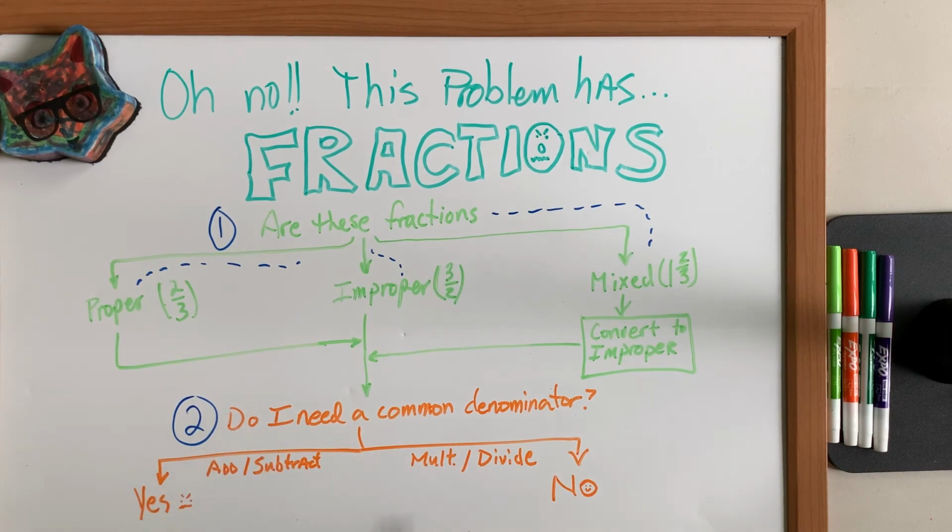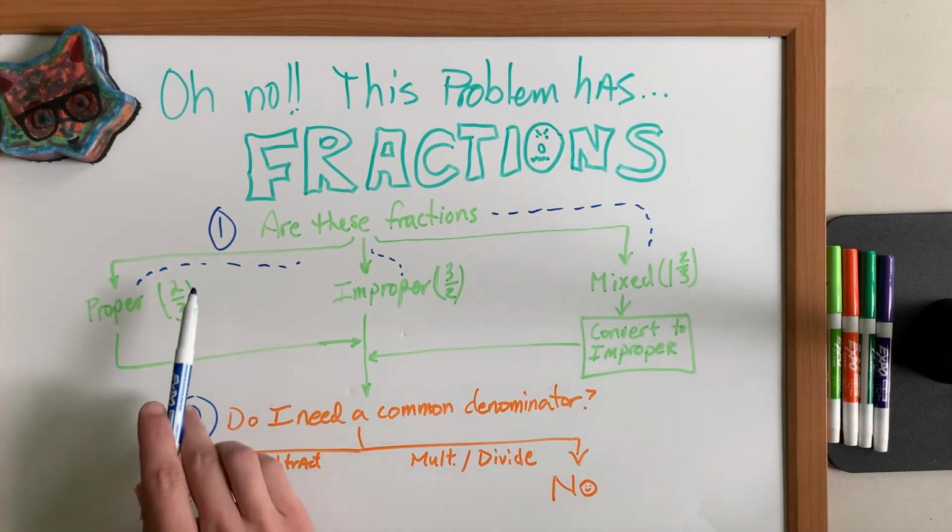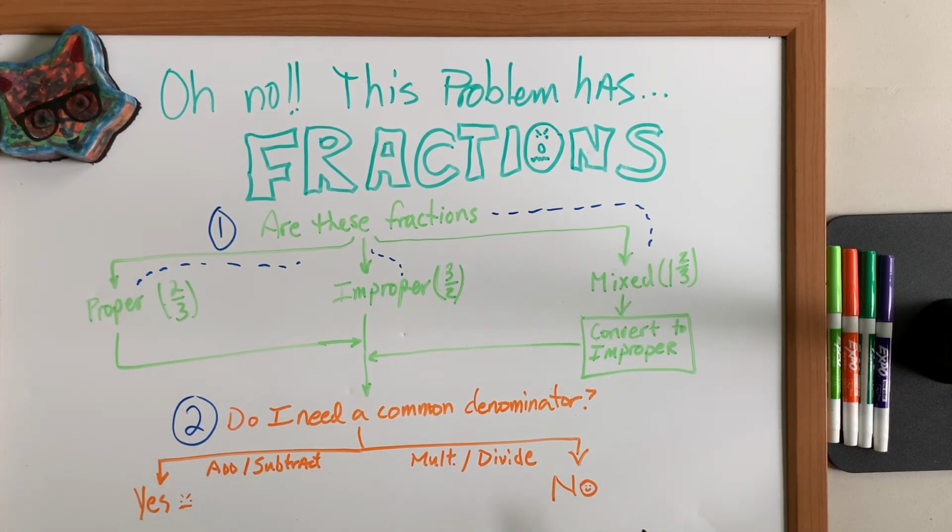If you're going to multiply or divide fractions, then you don't need a common denominator. And if you're going to multiply, here is a link to show you how to do that. And if you're going to divide fractions, here is a link to show you how to do that. And it's as simple as that. These two steps will show you how to take a fraction problem and navigate through the steps.